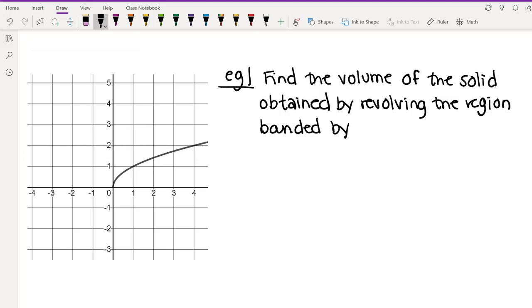y is equal to square root of x, y is equal to 2, and x is equal to 0. And we're now revolving it, like I said, about the y-axis.